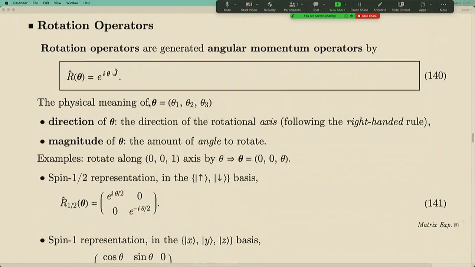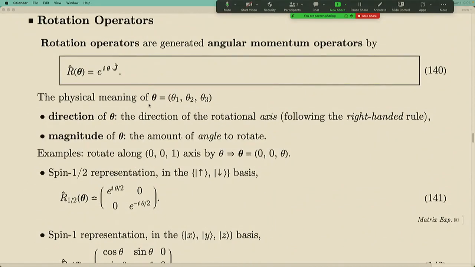So, okay. That's what I want to talk about today, the rotation operator, continuing what we discussed last time. These angular momentum operators are also Hermitian operators, and if you combine these angular momentum operators with angles and raise them to the exponent, of course, I need to emphasize this is an operator exponent, not an element-wise exponent.